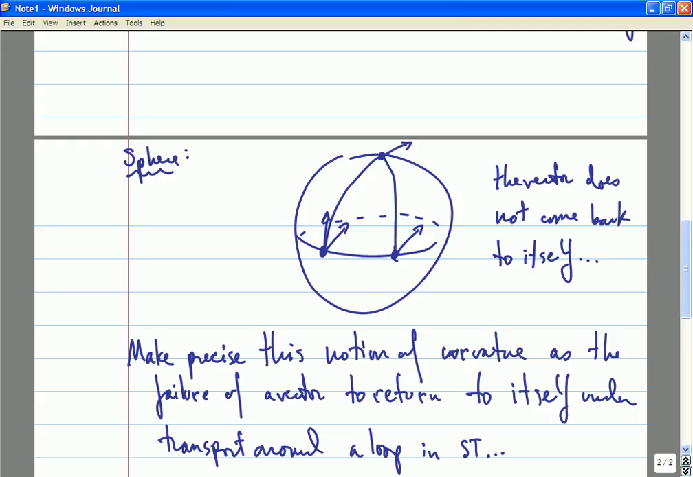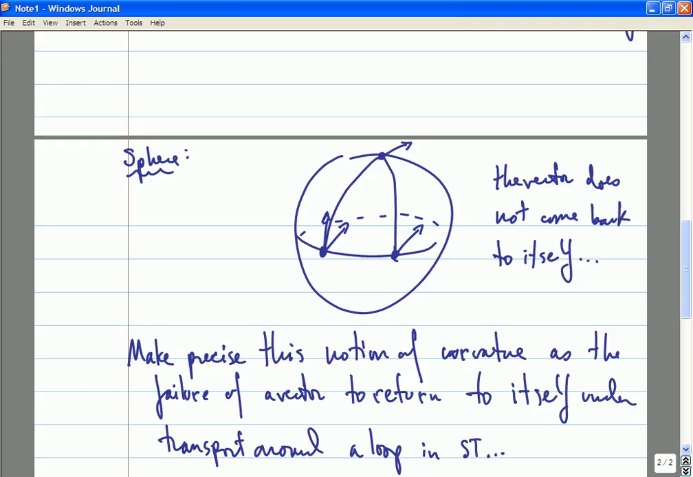Well, as I've stated it so far, it's just an idea. And I haven't told you yet how to make this notion completely rigorous. So, for example, take a cylinder. You might regard it as curved, but in fact, every vector will come back to itself under parallel transport. Sorry, I haven't defined what parallel transport is. Under the transport that I'm going to define and call parallel transport. But intuitively, it's what you think of with that notion.